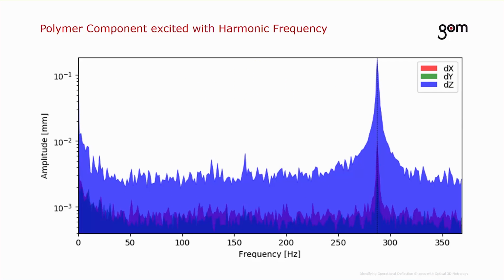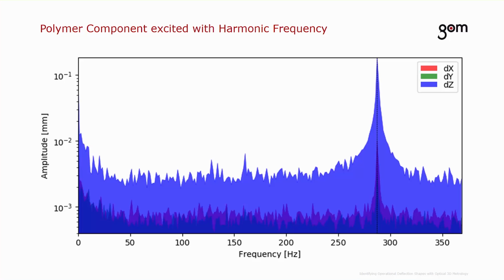Also here we can see the envelope curve of the Fourier transformed displacements of all points in all three spatial directions. In the frequency response diagram here, we can clearly see the peak at a frequency of 287 Hertz, and this was exactly what was also predicted or expected from the analytical analysis or mode shape calculation from the simulation.